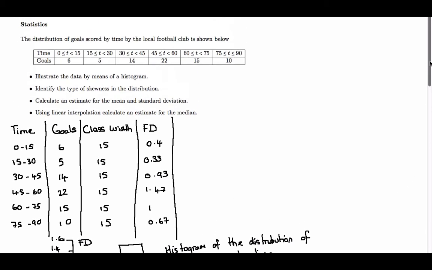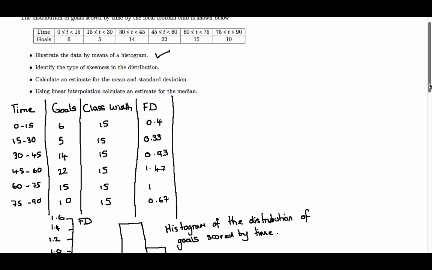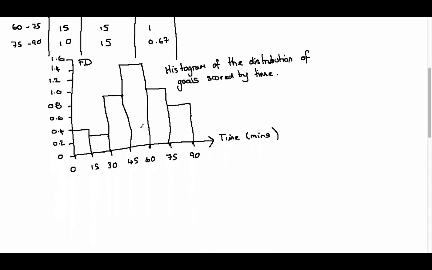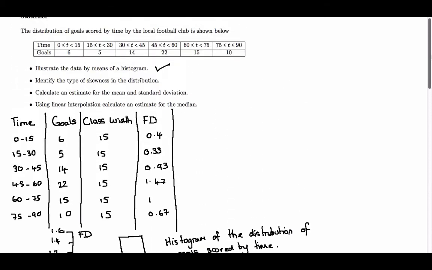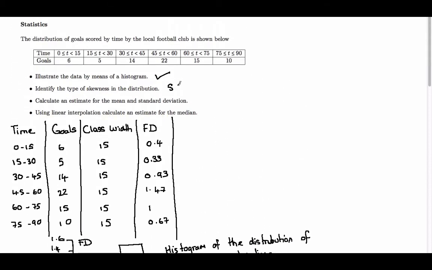Okay, so we've done this first part. We've illustrated the data by means of a histogram. Now we need to identify the type of skewness. So we can see that the data is ever so slightly more to the right. So I would say it's ever so slightly negatively skewed. And that is because there is more data to the right.